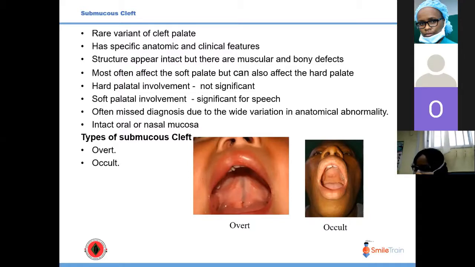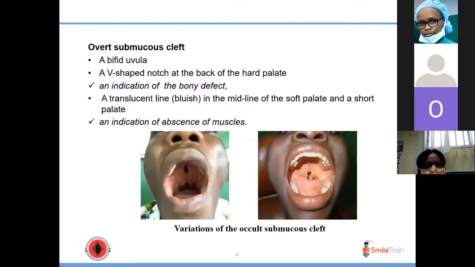And most times it can often be misdiagnosed. There are two types of it. We have the overt type and the occult type. The overt type can be diagnosed by three clinical structures. We have a bifid uvula, a V-shaped notch at the back of the hard palate. And this notch is actually an indication of bony defects.